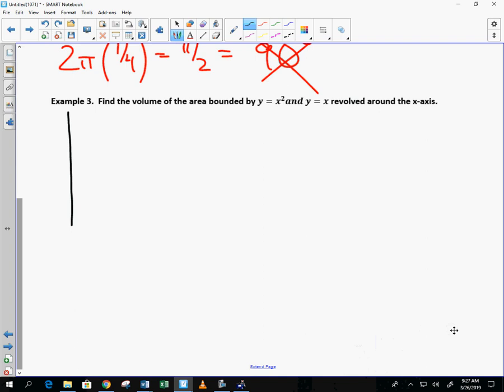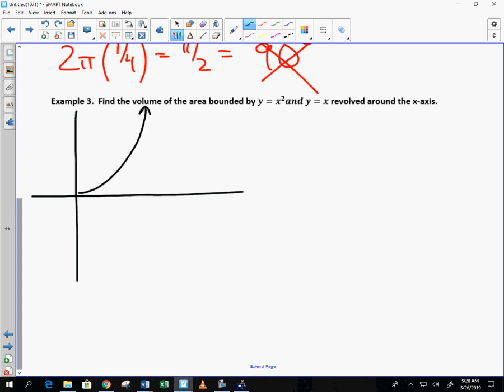All right, here we go. Find the area bounded by y equals x squared and y equals x revolved around the x-axis. Oh boy. Y equals x squared, parabola. Y equals x.